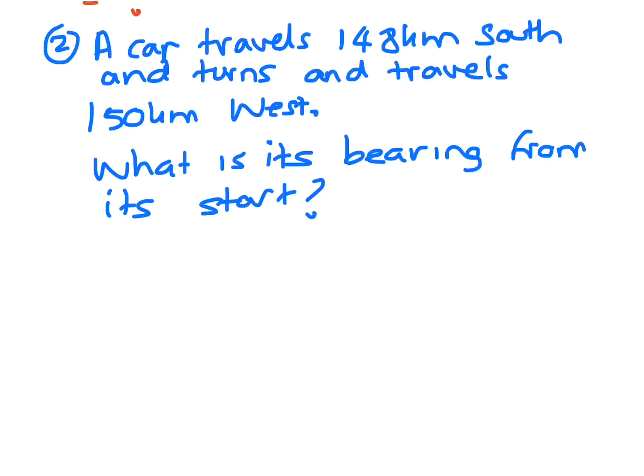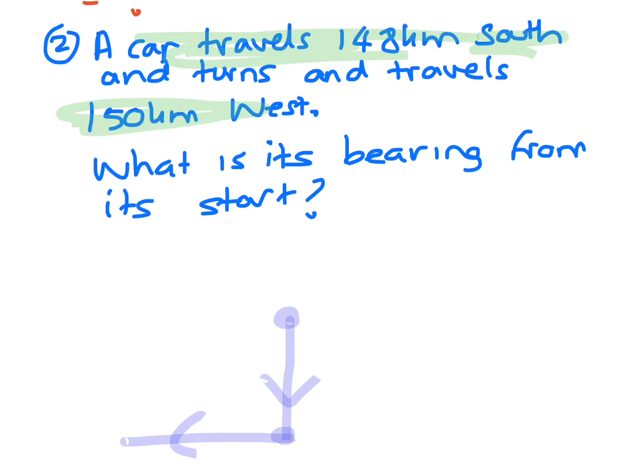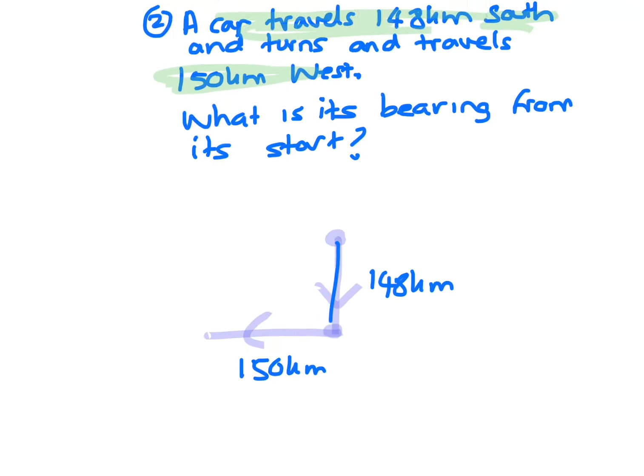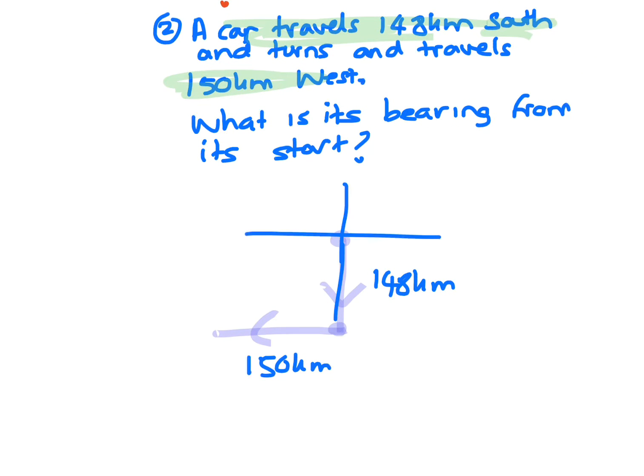Okay, so the next thing I just want to quickly look at is a car, and it's travelling 148 kilometres south, and then it goes 150 kilometres west. So if this is your car, if it goes south, that's that direction, and then it goes west, so that's that direction. So you go 148 kilometres south, and then you go 150 kilometres west. So when you're doing this, we go here. Here's my car here now.